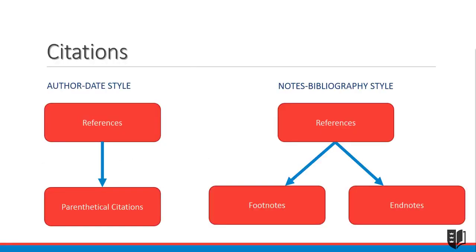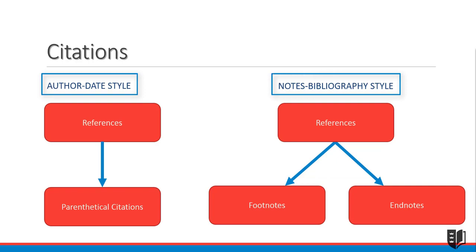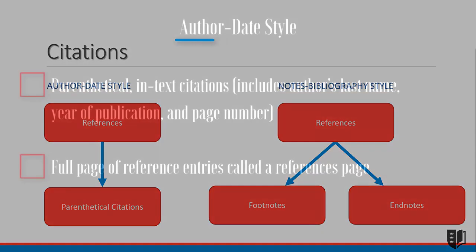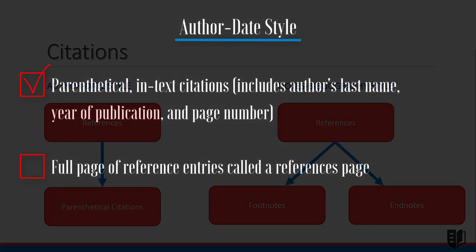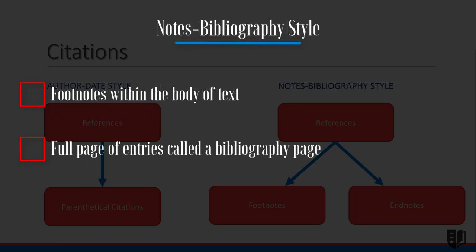There are 2 specific ways to cite sources in Turabian: the author-date style and the notes bibliography style. The author-date style uses parenthetical, in-text citations that include the author or authors' last name, year of publication, and page number, if citing a direct quotation, and a full page of reference entries called a references page. The notes bibliography style uses footnotes within the body of the text, such as superscript numbers at the end of the cited sentence, and a full page of entries called a bibliography page.